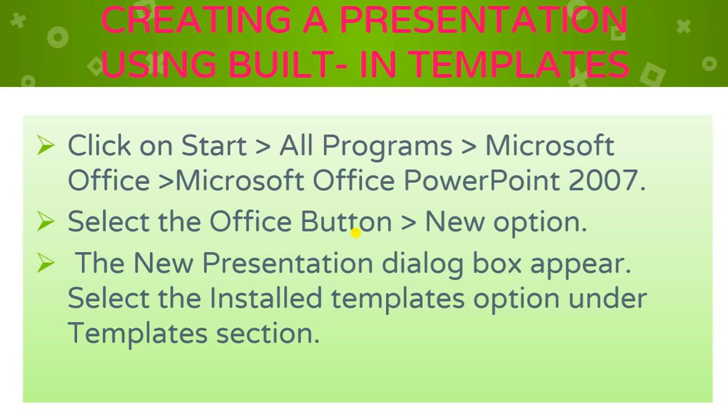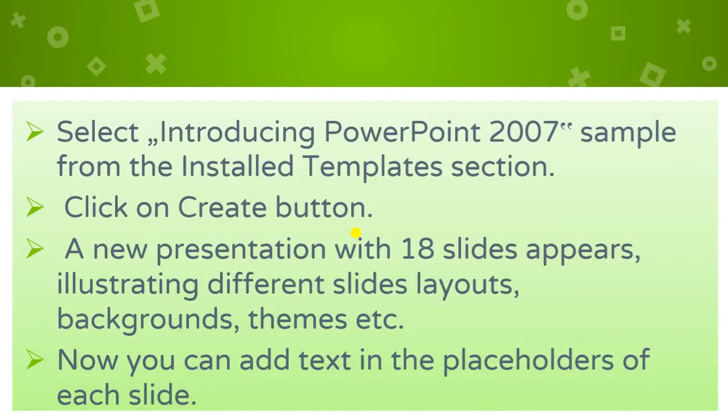Third step, the new presentation dialog box will appear, and select the installed templates option under the template selection. There you will get the template selection option, and you have to install the template in your system. Select the Introducing PowerPoint 2007 sample from the installed templates section. You can select Introducing PowerPoint 2007, and you can install it into your template section. After that, you can click on the create button.